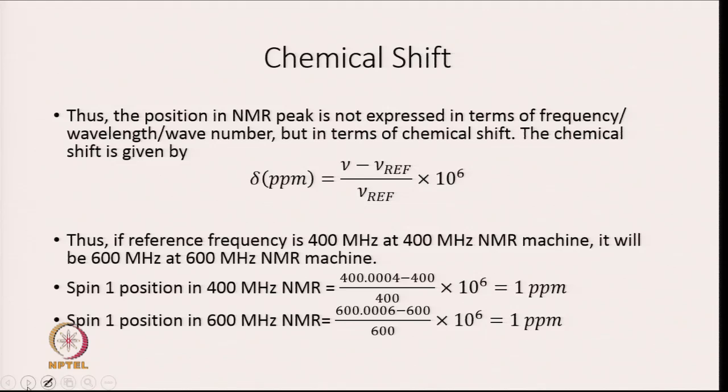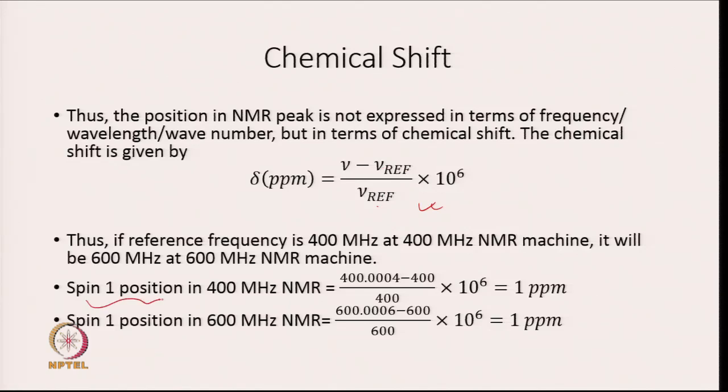is that the position of an NMR peak is not expressed in terms of frequency, wavelength, or wave number, but in terms of chemical shift, and chemical shift is given by this value: nu minus nu ref, divided by nu of the reference material, times 10 to the power 6.